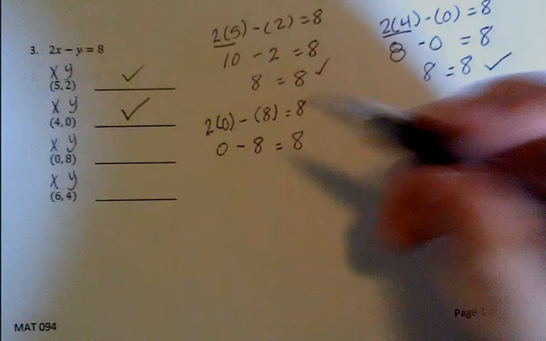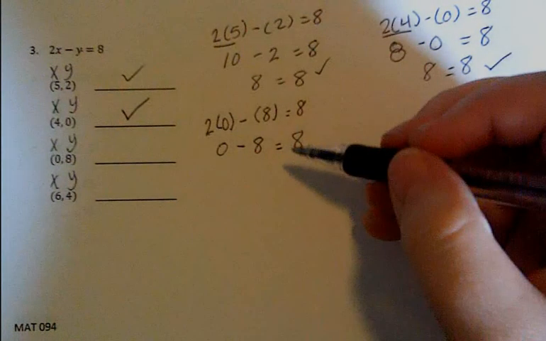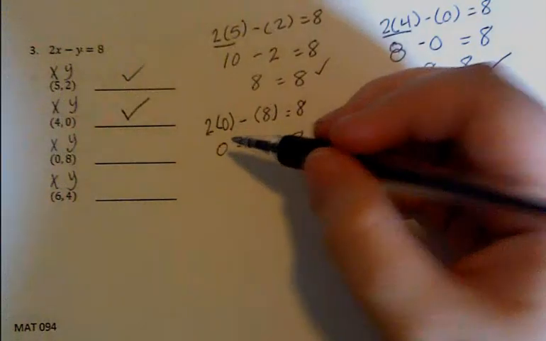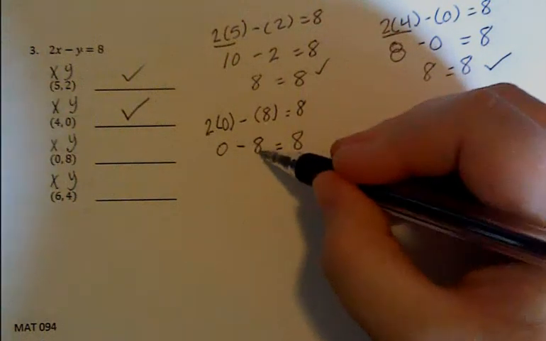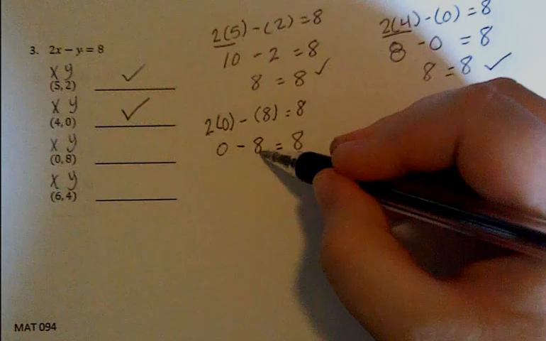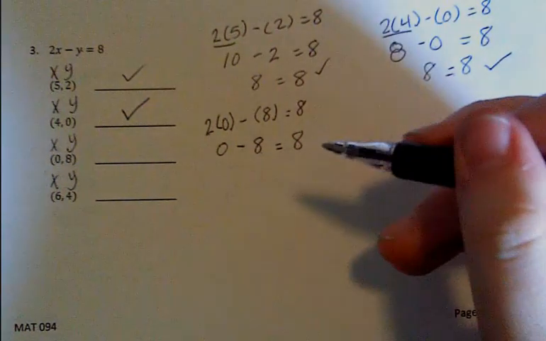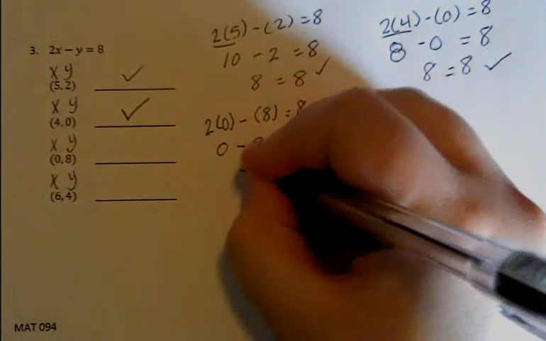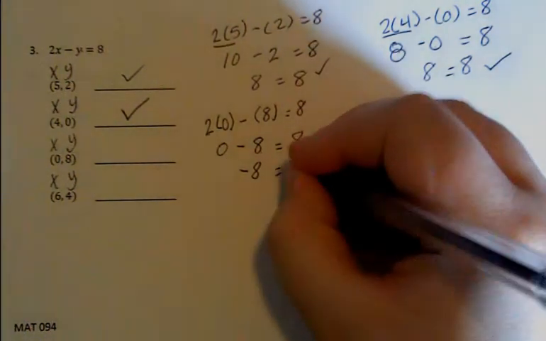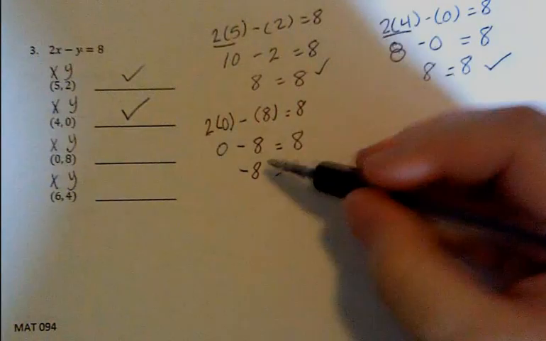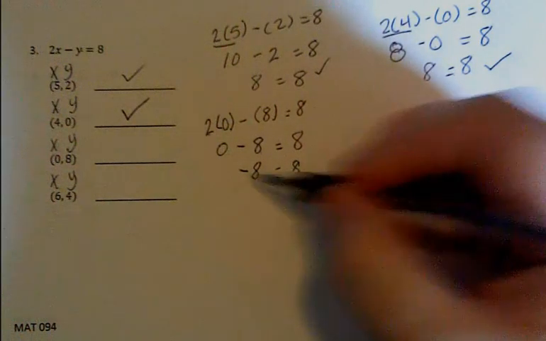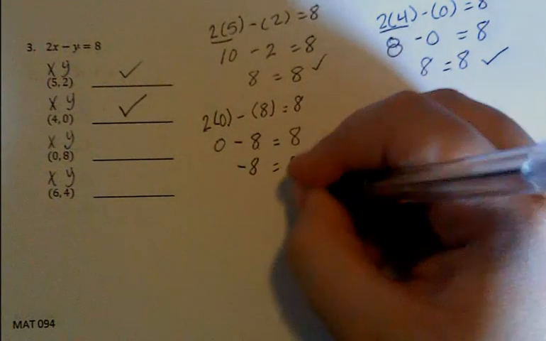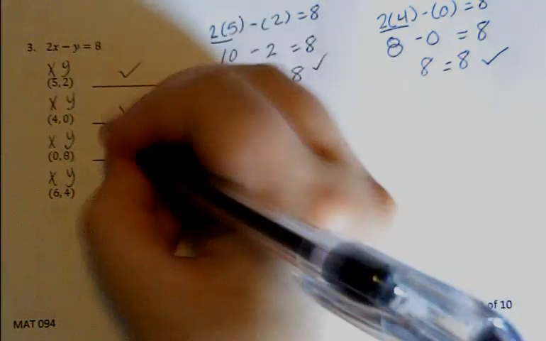So 0 minus 8. Think about this in money terms. You have $0 in your bank account, so you're even. And then you take $8 out because you go to some restaurant and spend $8. So that was $8 you didn't have. So now you are in the negative, meaning you owe that bank $8. So negative 8 equals 8. Those do not equal each other. They're not the same thing. So that means that our 0, 8 is not a solution.